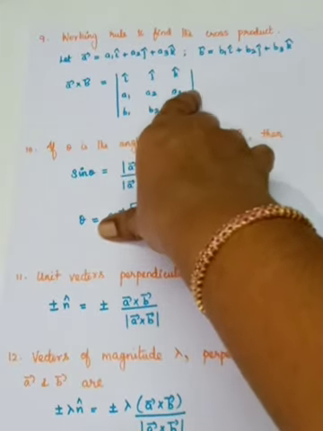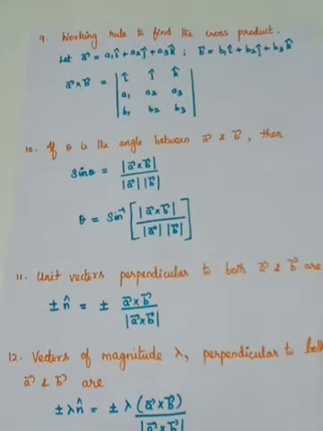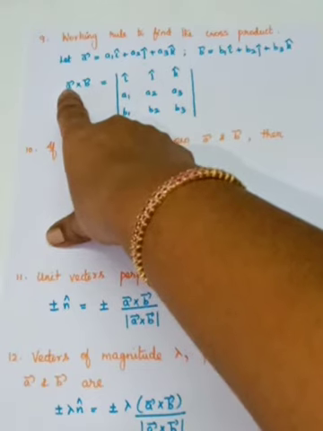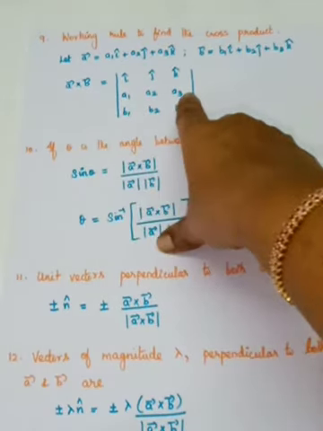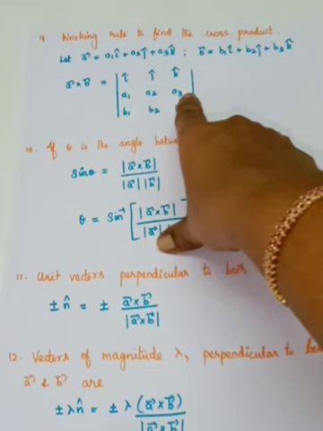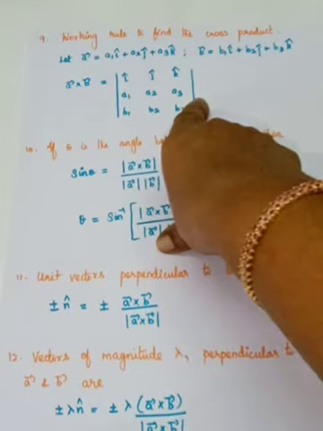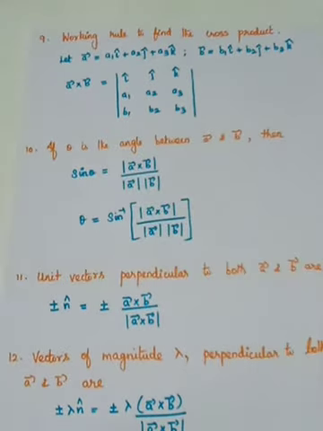What is a1, a2, a3? They are the coefficients of i cap, j cap and k cap of a vector. So whichever vector comes first, you have to write the coefficients of i cap, j cap, k cap in that order as the second row. Next, the other vector's coefficients have to be written as the third row, and if you evaluate the determinant, you will get the answer for a vector cross b vector.